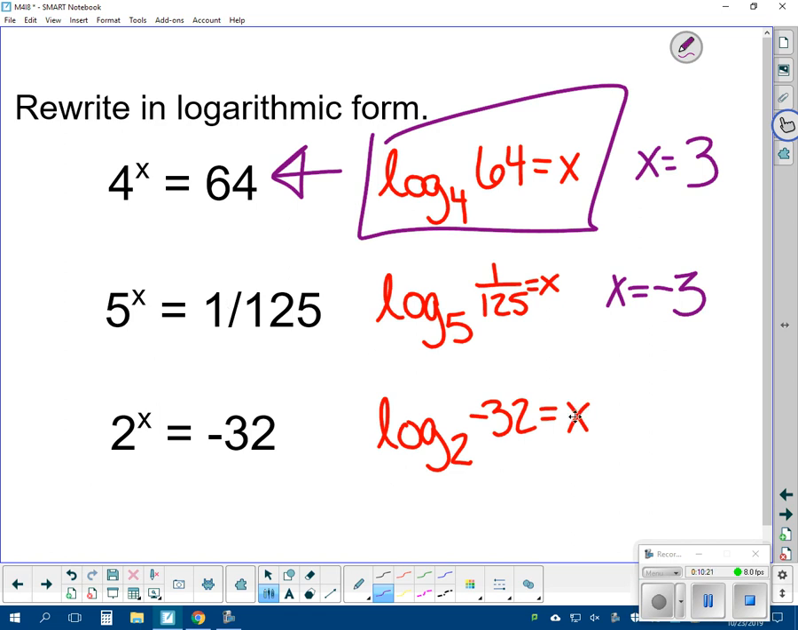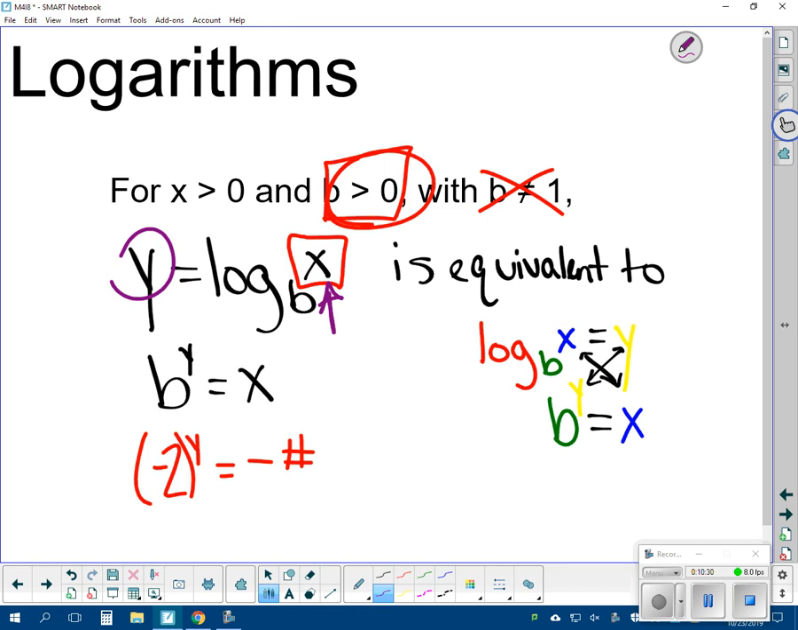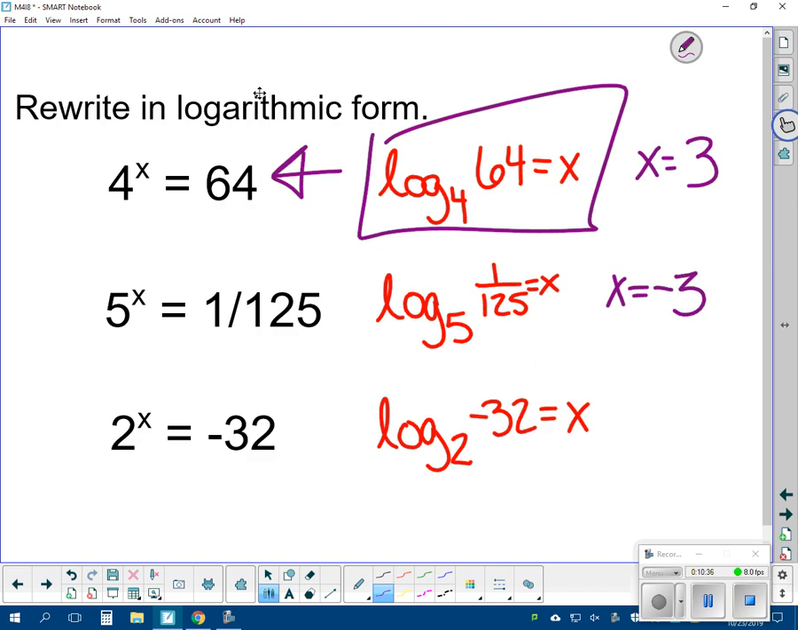Now the second one, they're asking you 2 to what power is negative 32? You can't do it. Why can't you do it? Because we said over here, whatever you're taking the log of has to be positive, and what we're taking the log of is not positive. So this is not possible.